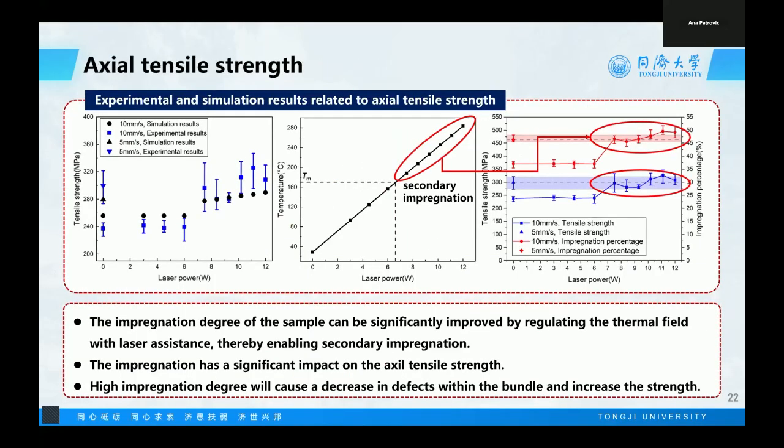And the experimental and simulation results related to the axial tensile strength are shown in this figure. We can see that the simulation results are also in good agreement with the experimental results. The impregnation degree of the sample can be significantly improved by regulating the thermal field with the laser assistance, thereby enabling a secondary impregnation process. And the impregnation has a significant impact on the axial tensile strength. And we can see that a high impregnation degree will cause a decrease in defects within the fiber bundles and increase the axial tensile strength.